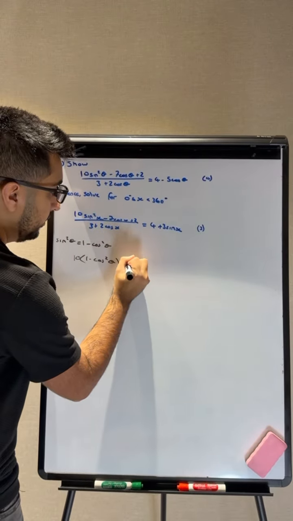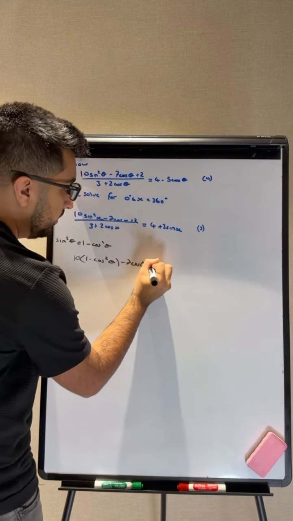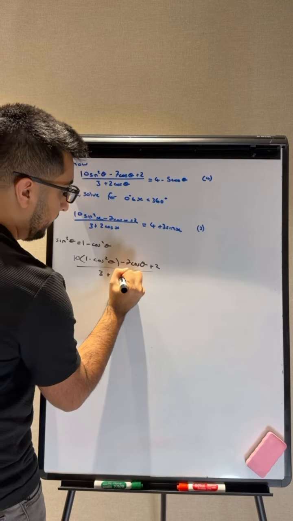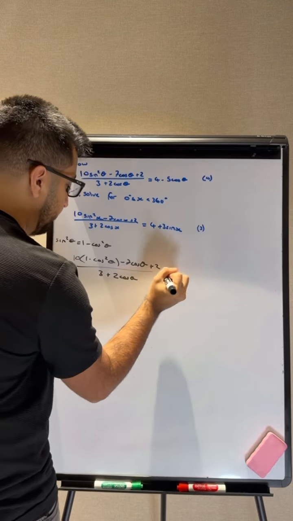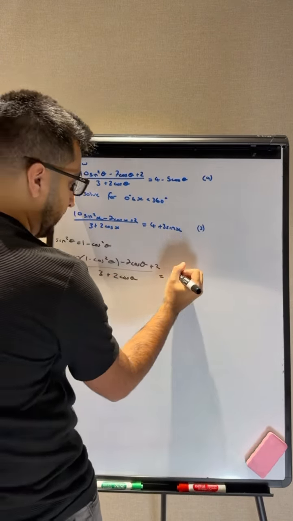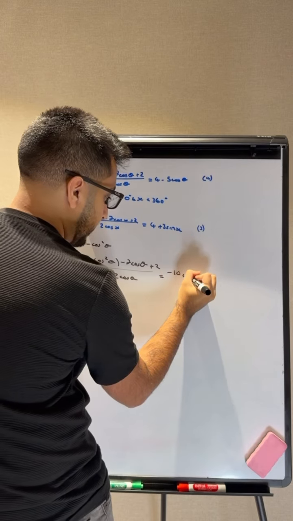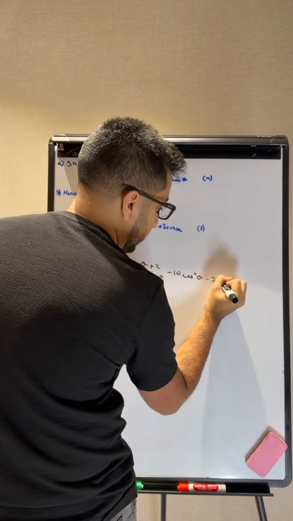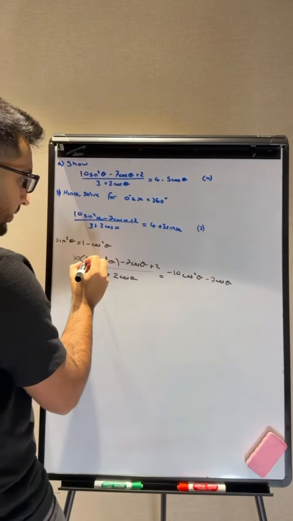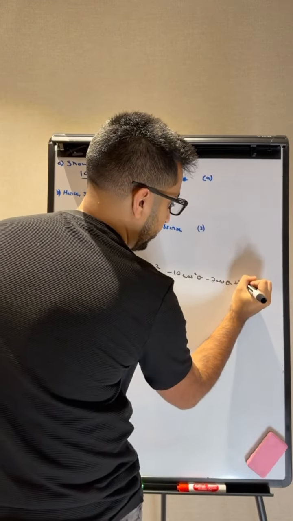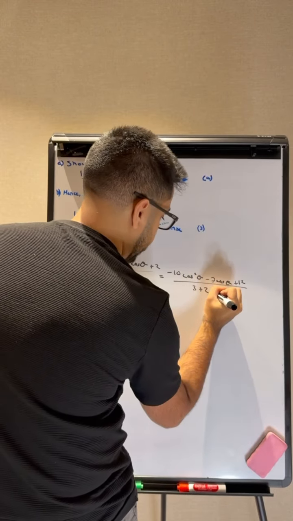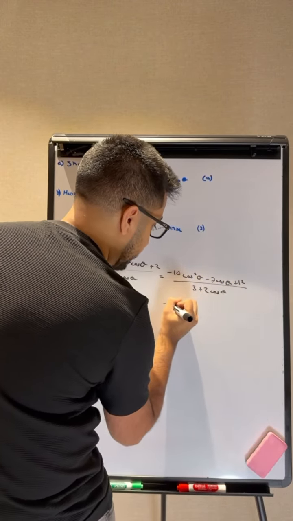So we can put it all in. It's all over this. Expand the top, so it's going to give us minus 10 cos squared theta, minus 7 cos theta, and then this is going to give us 10 plus 2, which is 12, and then 3 plus 2 cos theta.